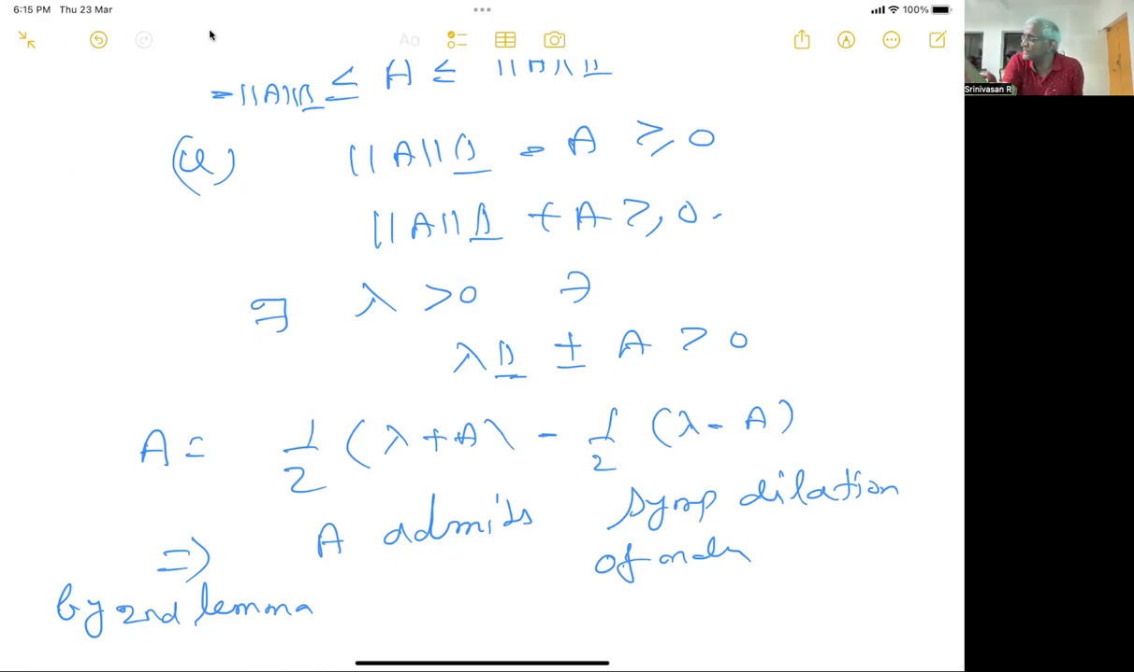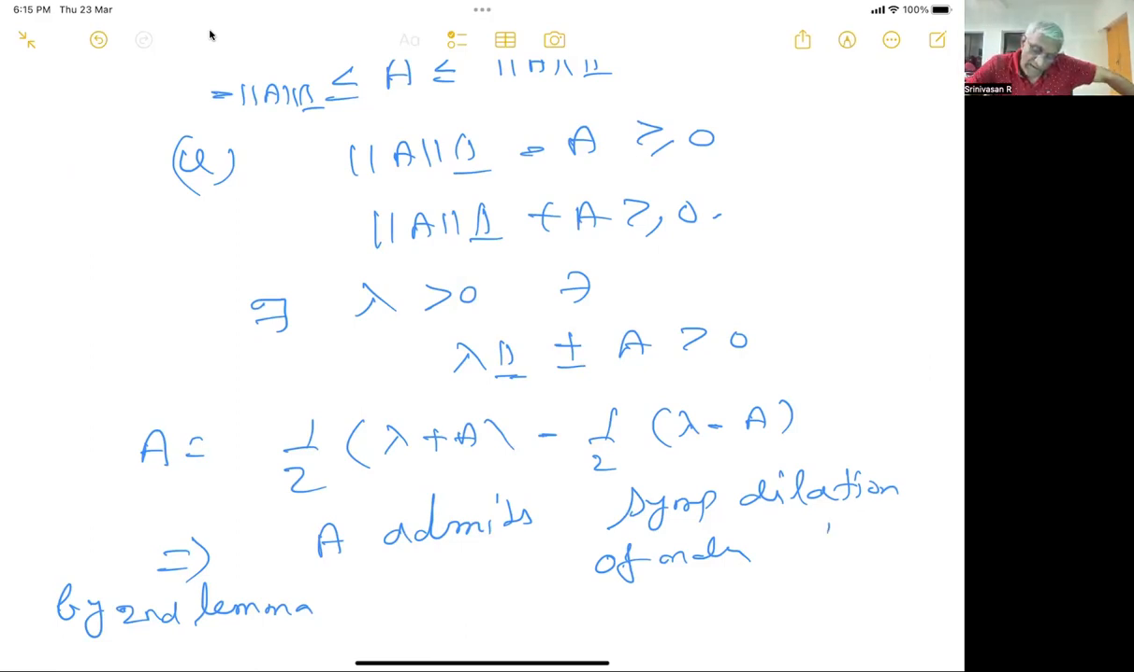Lambda minus A is also strictly positive, so that admits a symplectic dilation by the earlier lemma. So the convex linear combination of those admits a symplectic dilation, which is A, by the earlier lemma. So lambda plus A admits a symplectic dilation of order 4n. That is another 4n. There are two combinations, so it should be 8n.